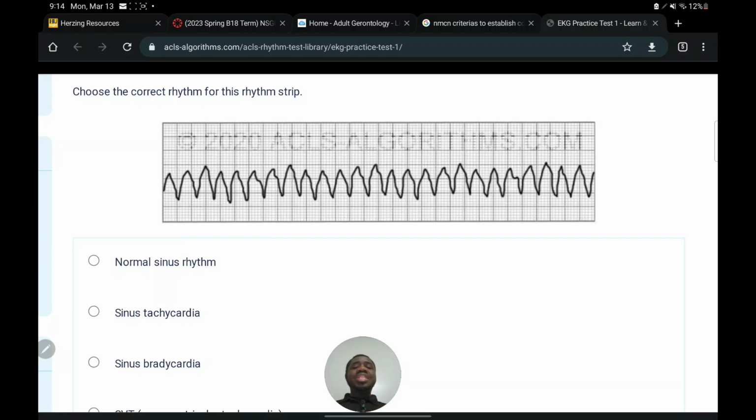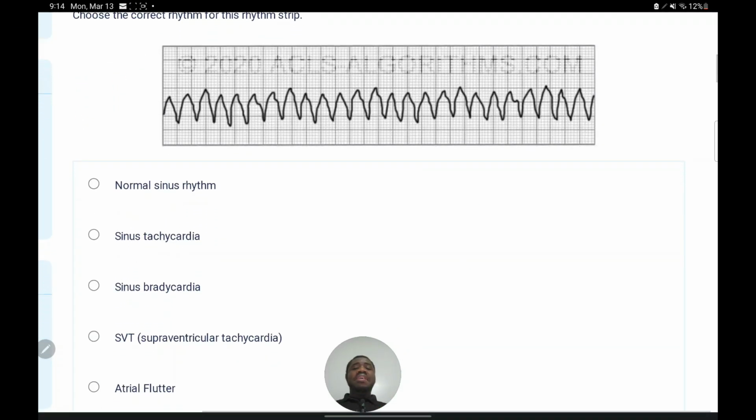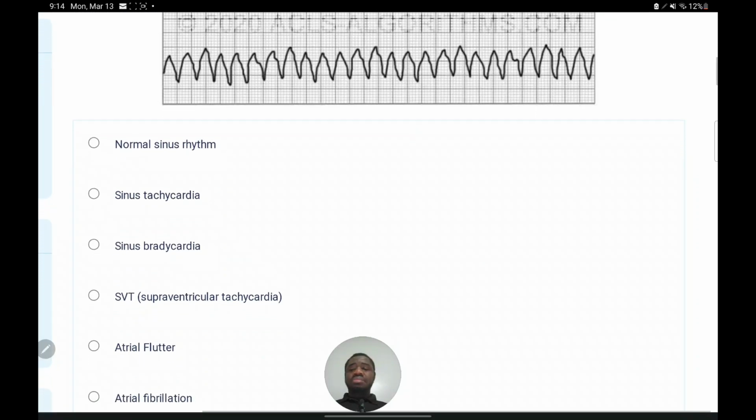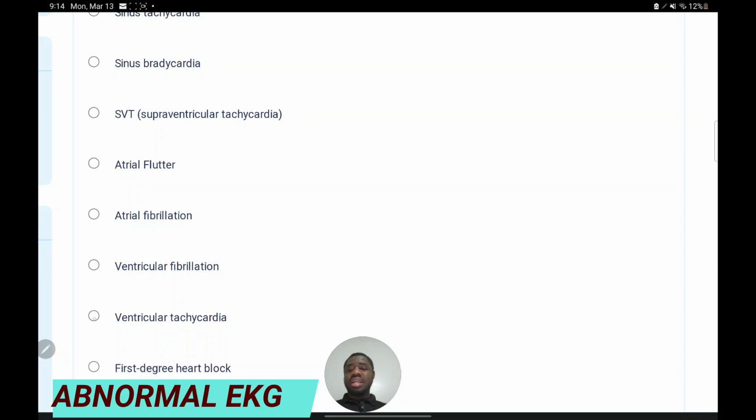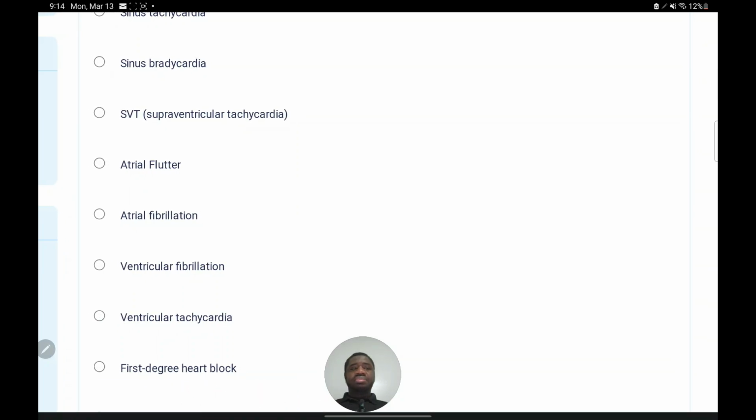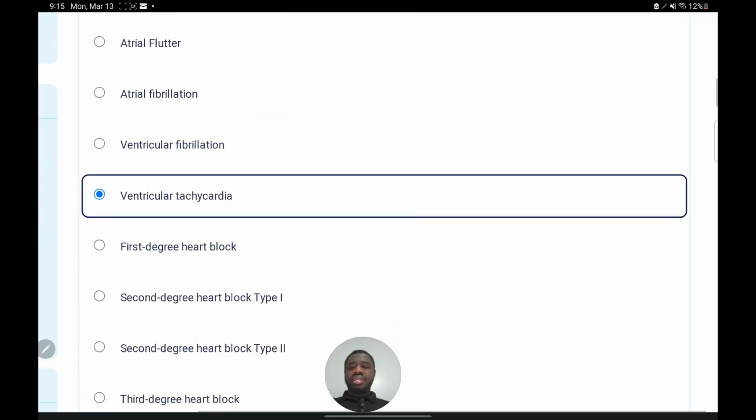So if you see this graphical representation in an EKG graph, this means ventricular tachycardia. Ventricular tachycardia. So this is the answer. So let me choose ventricular tachycardia, VTAC.